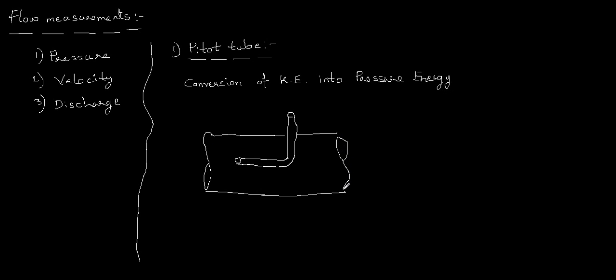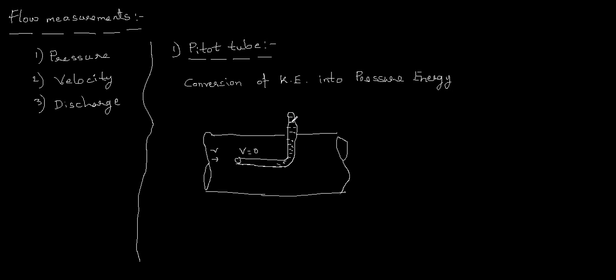To find the velocity in this pipe, we insert the pitot tube like this, and assume the water is coming with a velocity v, so it has certain kinetic energy. When it enters the pitot tube, at the entrance the total kinetic energy is converted into pressure energy, so the velocity becomes equal to 0. Due to this conversion, the water rises in the glass tube above the pipe.